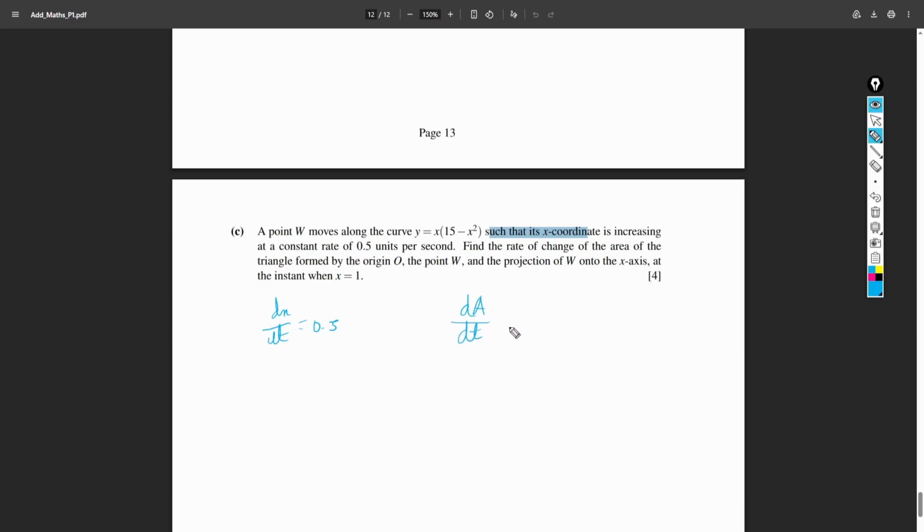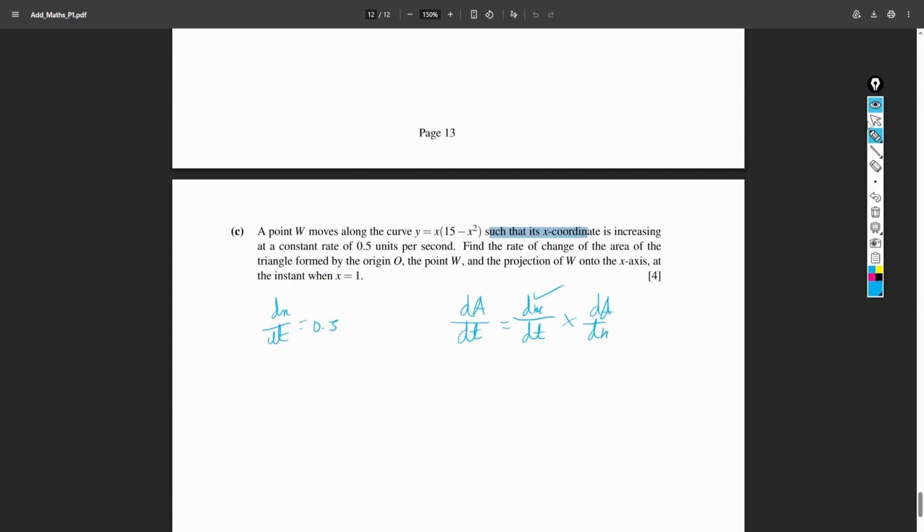So they want dA by dt, the rate of change of area, right? And we know dx by dt. How do we get dA by dt from this? We multiply by dA by dx, so dA by dt equals dA by dx times dx by dt. So we first need to find dA by dx.